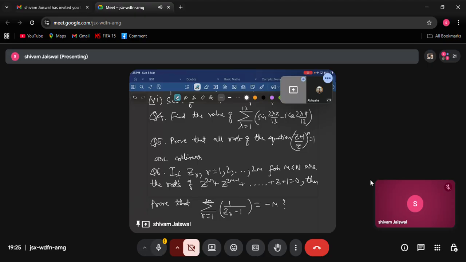So we need to find out the summation of lambda equal to 1 to 12 of sine 2 lambda pi by 13 minus i cos 2 lambda pi by 13. So I think I can convert it into the sum of the 13th roots of unity, or rather the sum of 12 roots of unity. Okay, let us see.